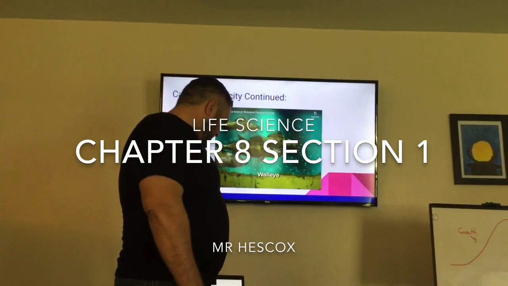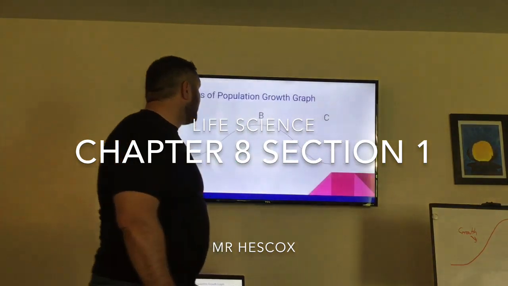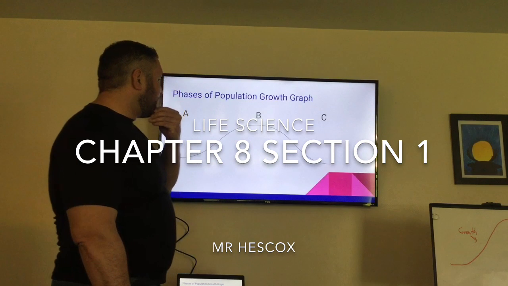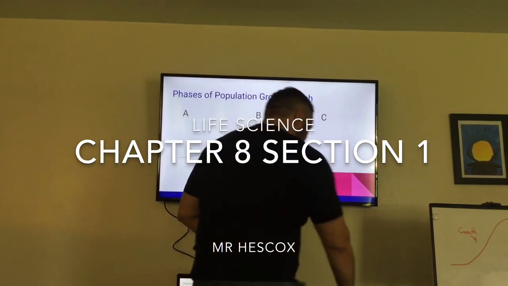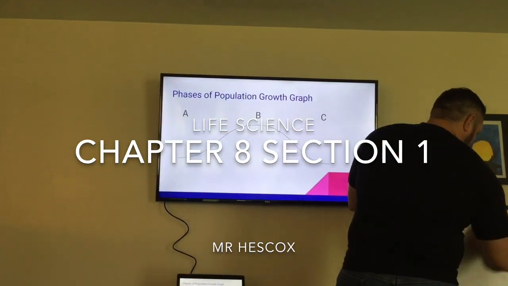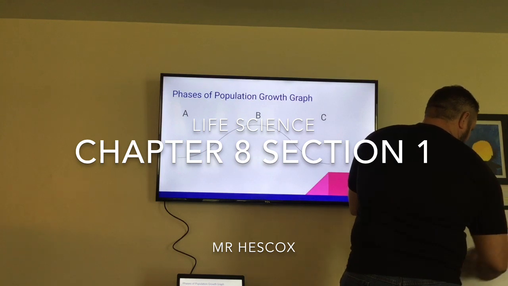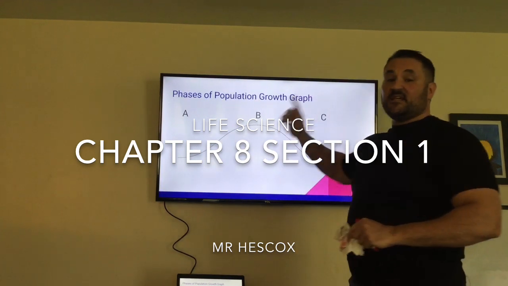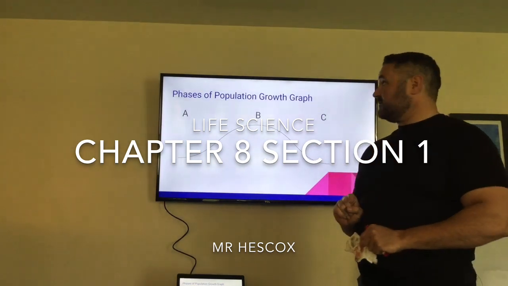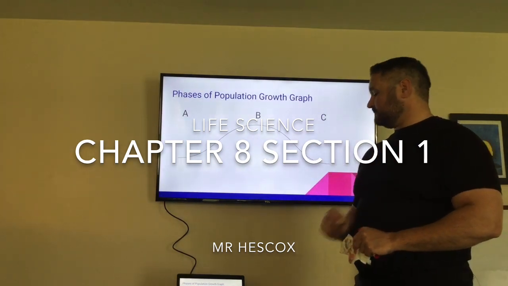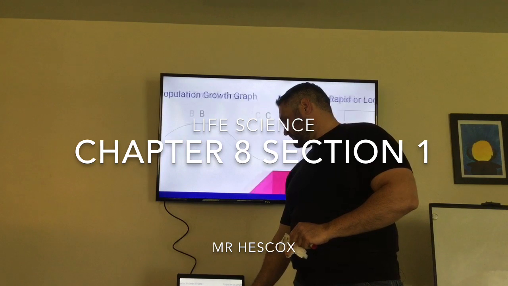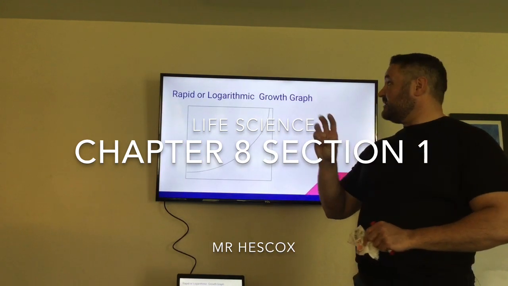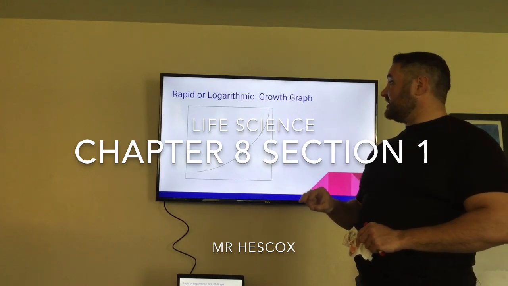Another video to watch. These are the phases of population growth. Do you remember what the names of each phase are? A, B, and C. Write them in your notes now. A was growth, B was stability, C was decline.